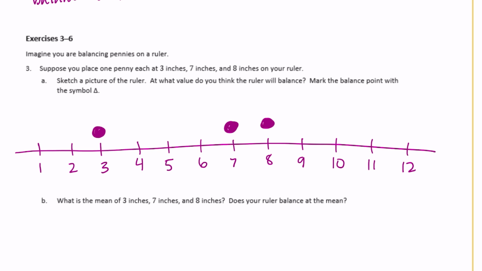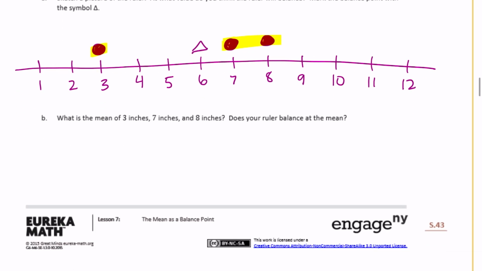So we're just kind of estimating. Where do we think it'll balance? I think it's going to balance somewhere around maybe 6 or 5, maybe 5.5. I think it's going to balance around there because we have 2 pennies over here and only 1 on this side. So I think it's going to kind of even out and be closer to 6.